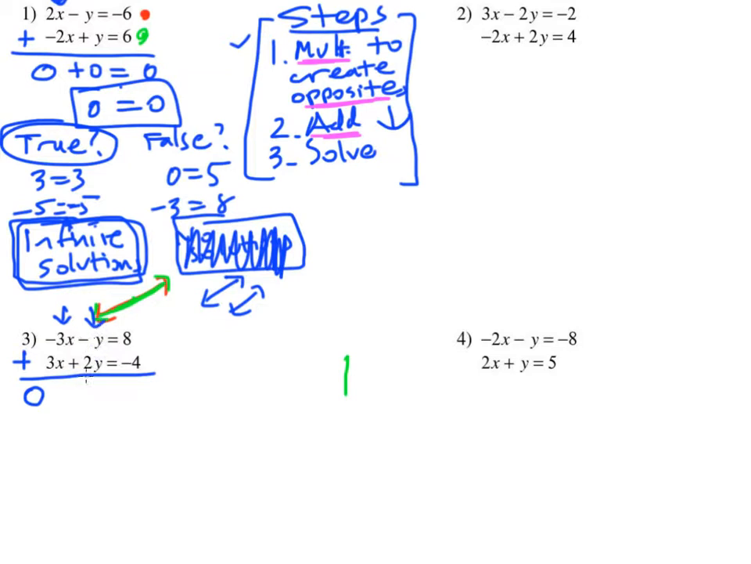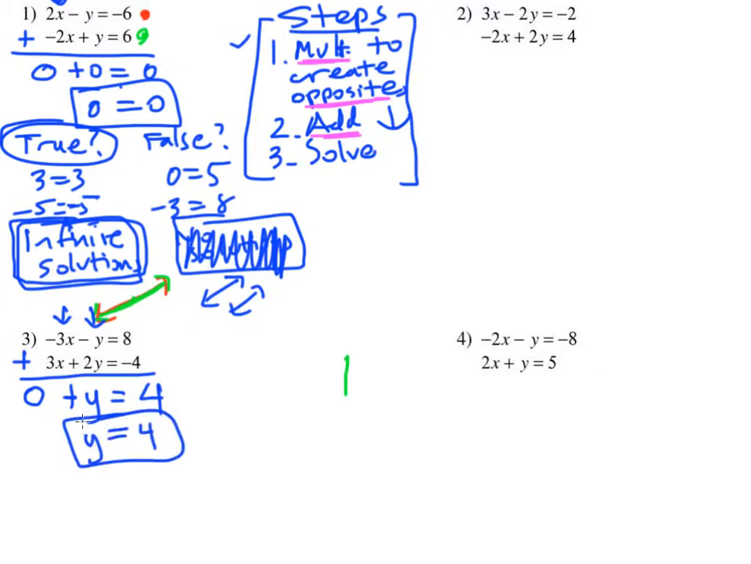What do we get if we add straight down? 2y plus a negative 1y. That's a positive 1y, or just plus y, equals 8 plus a negative 4. Different signs subtract. 8 minus 4 is 4. Take the sign of the bigger number, it's a positive 4. And we're done. So y equals 4.